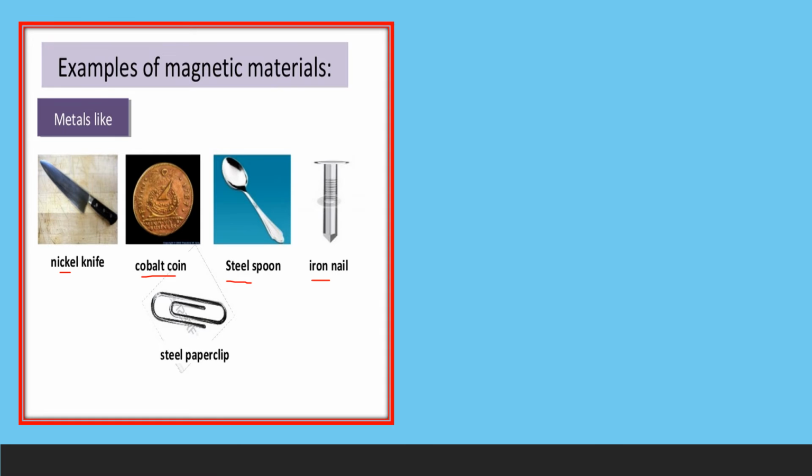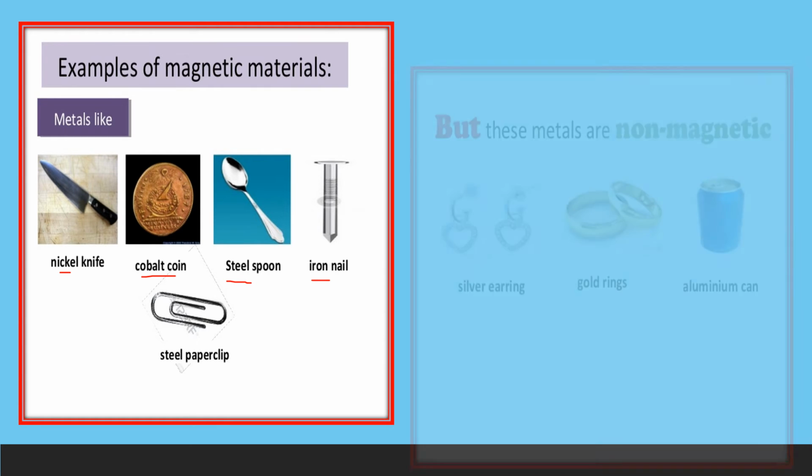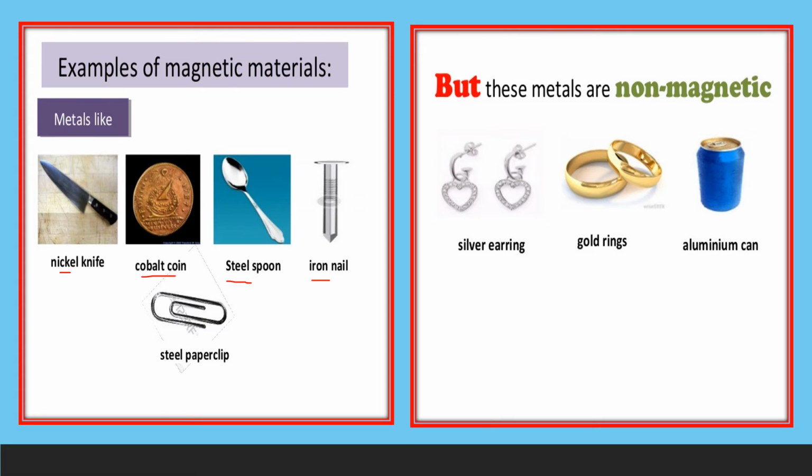How about those non-magnetic materials? Let us see. For non-magnetic materials, silver, gold, and aluminum. So these are the different examples of metals that cannot be attracted towards a magnet. So these are non-magnetic materials.